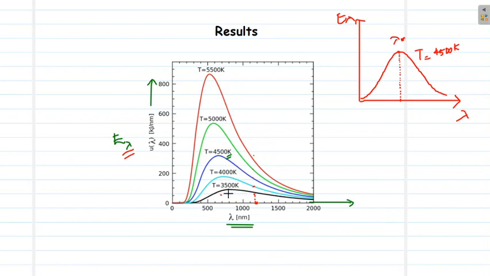Now you can see the third result that we will get is that the wavelength corresponding to the maximum energy shifts to the shorter wavelength side as the temperature increases. We have already mentioned the term lambda m. Lambda m is the peak value for which energy is maximum. So this is the lambda m at 3500 Kelvin. This is the lambda m for 4000 Kelvin. This is the lambda m for 4500 and so on. So the lambda m is shifting with temperature towards the shorter wavelength side.